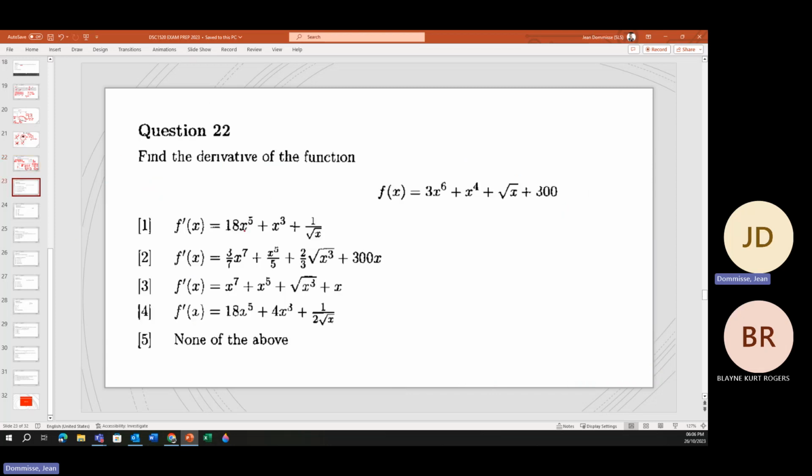The next question is derivatives. So they ask us to find the derivative of this function. Okay, so can you guys remember what? So let's do the first one. So the derivative of that first one will be the 6 going in front. So it's 3 times 6 is 18. And then we will have x to the power of 5.